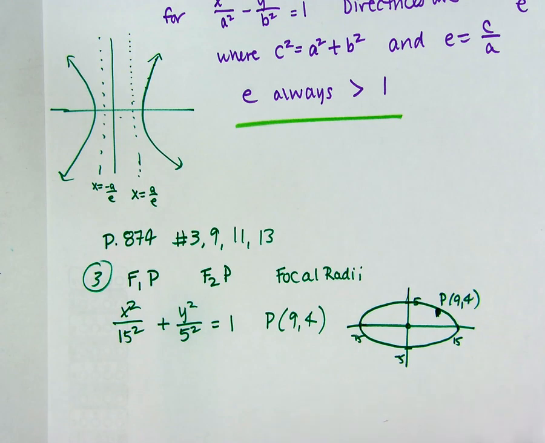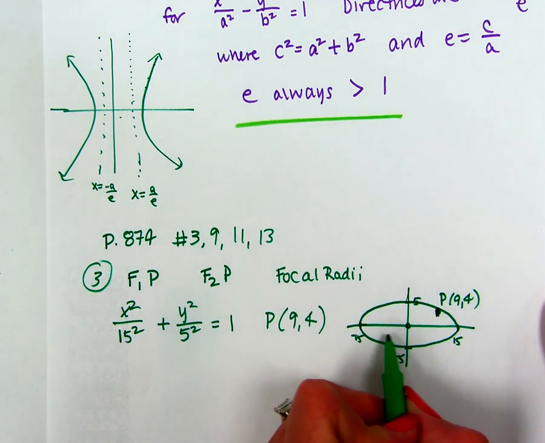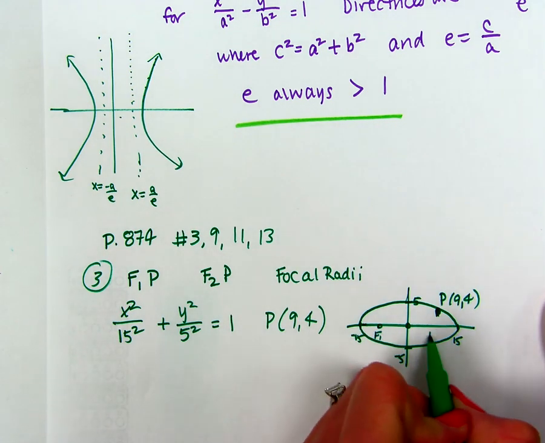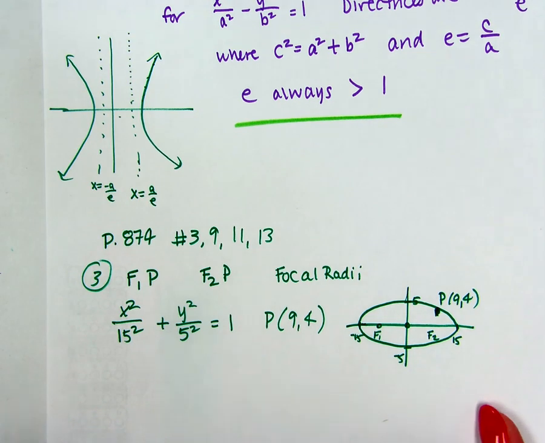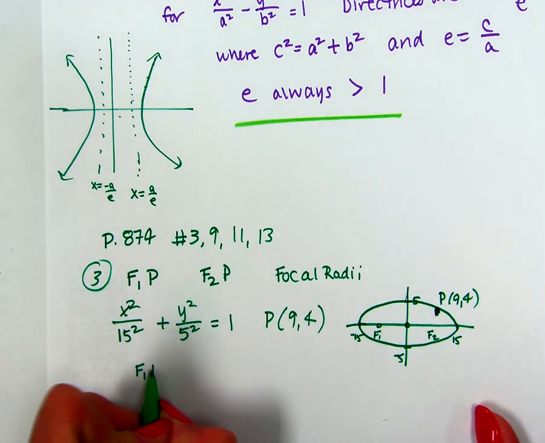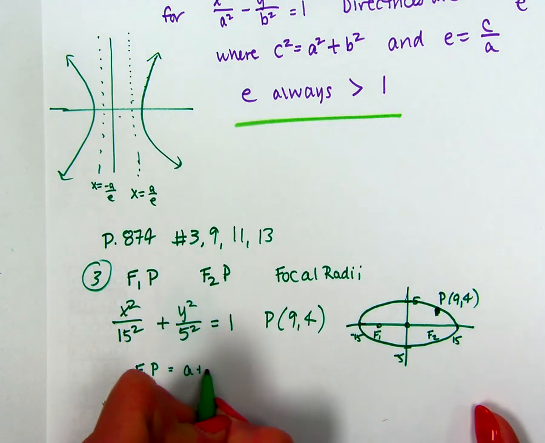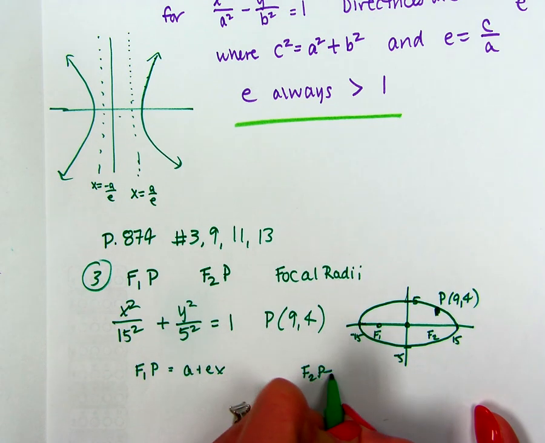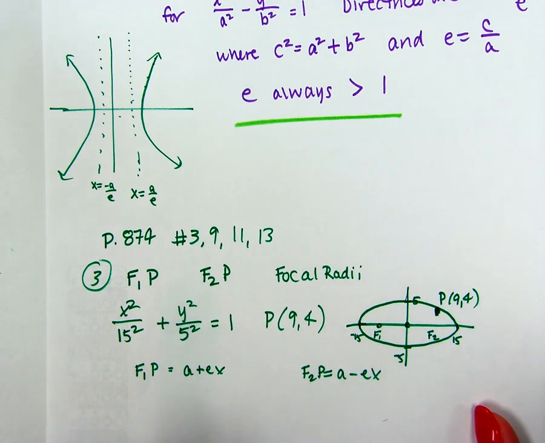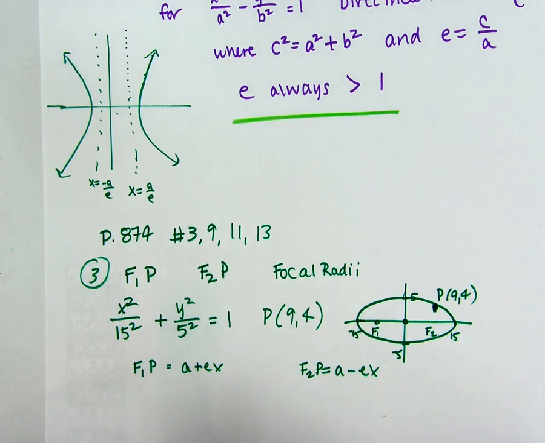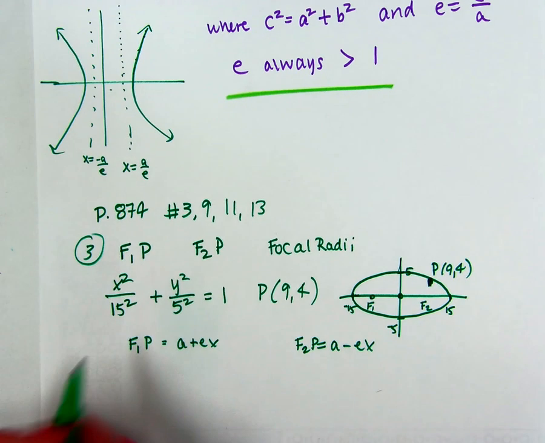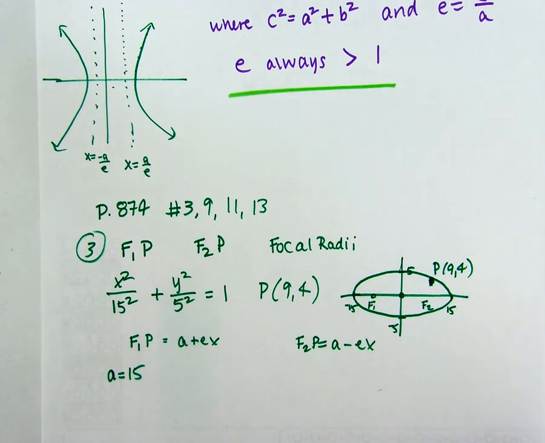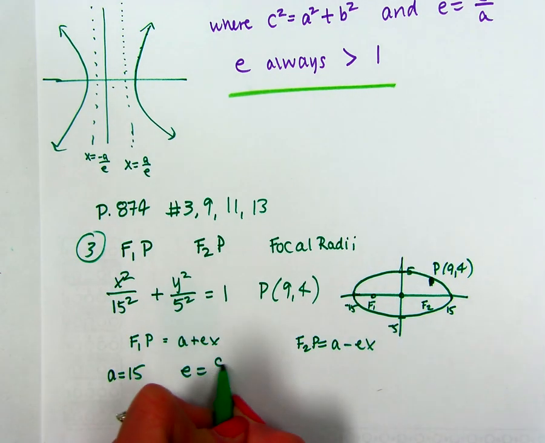Okay, so from that point, we're going to find the distance to each focus. Now, if you really want to, you could find where your foci are and use the distance formula, but you can also just use the equations a plus ex and a minus ex. So the point is to use these new equations. Recall that a is the larger number in the denominator, so a in this case is going to be 15. That's easy. We do need to know e. That's always going to be c over a.